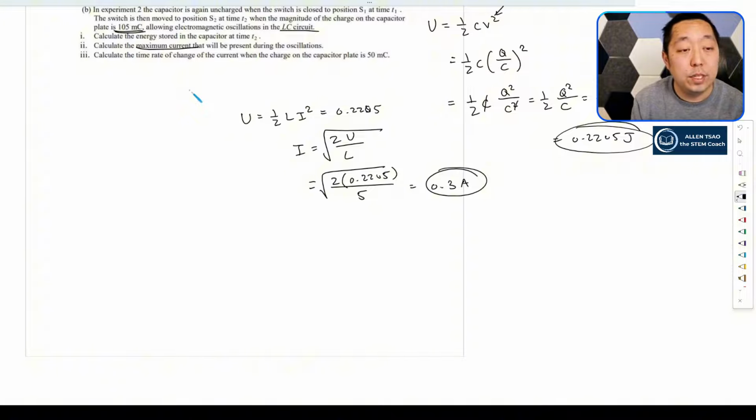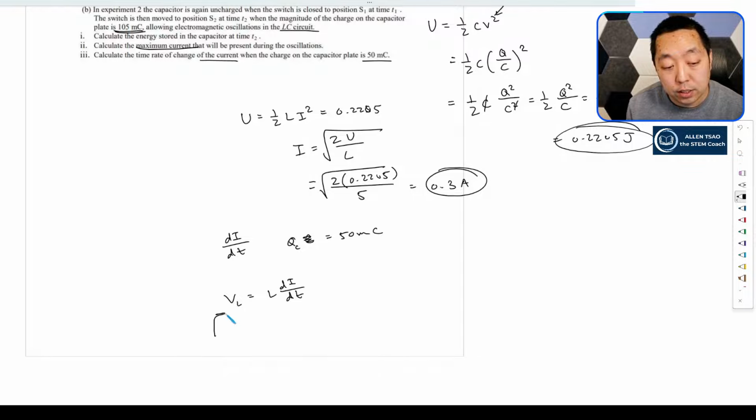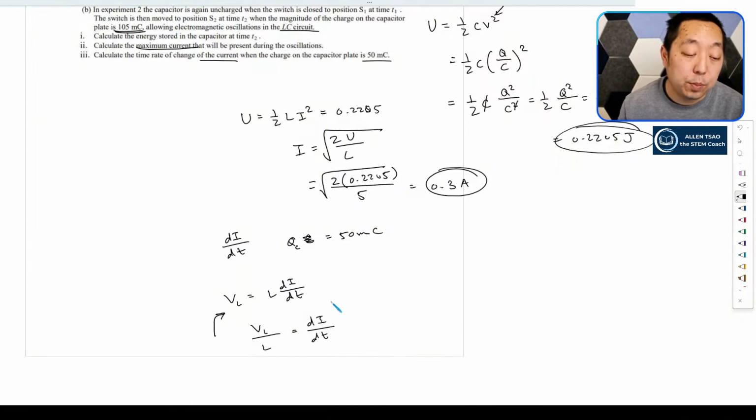Okay, calculate the time rate of change of the current when the charge on the capacitor is 50 millicoulombs. Time rate of change of the current. So that means I want to know di/dt when the charge on the capacitor is equal to 50 millicoulombs. Well, how do I know this part? The easiest way to do this one is to think about the voltage across the inductor is L di/dt. So if I know the voltage on the inductor, then I could just do VL over L. That's one way to do it, rather than solve the differential equation, because again, that might be kind of annoying. That would probably be the easiest way to do it.